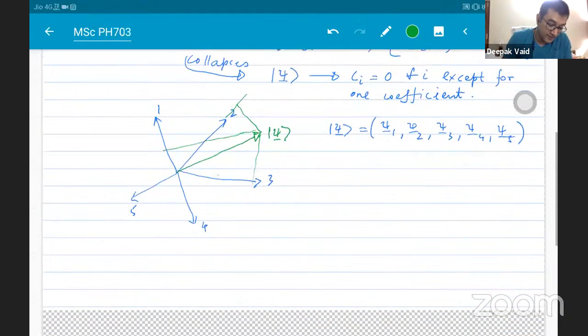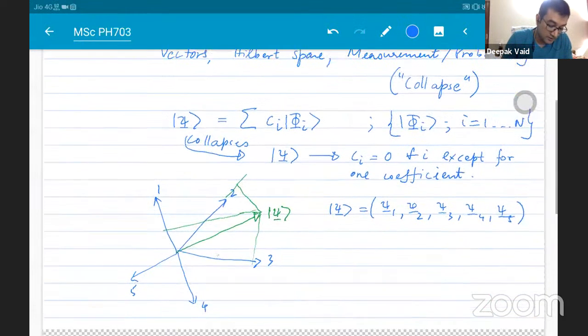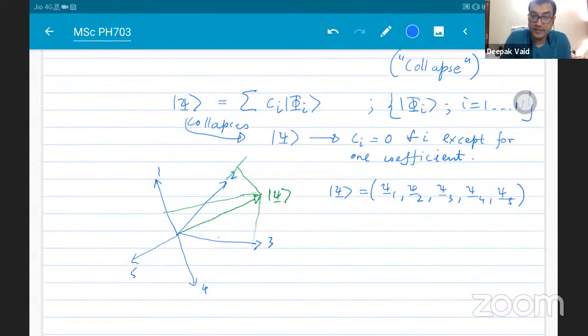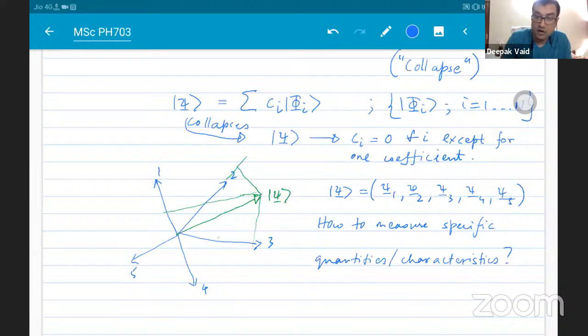So now the thing is, when we take a measurement, we have to ask what is the measurement of, right? So how to measure specific quantities, or characteristics of a system? What are the properties of a system that we can measure, and how do we measure them?